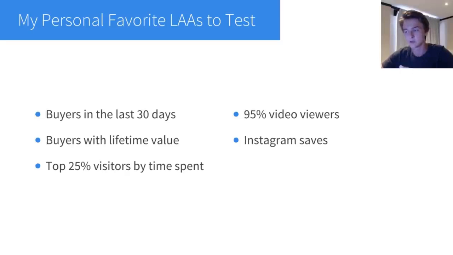Another one is 95% video viewers. I really like that one, especially because it's easy to get enough video views to build a 95% video viewers custom audience. This is one of the first lookalike audiences that you can test, and that usually does really well. And lastly is Instagram saves. Especially if you're doing some influencer marketing on Instagram, building a lookalike audience of your Instagram saves will usually perform really well.